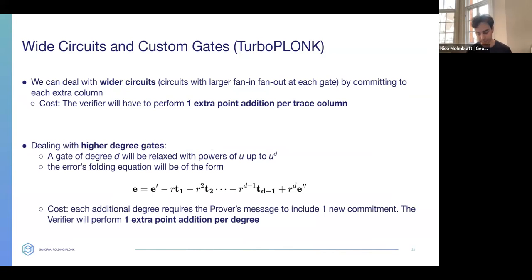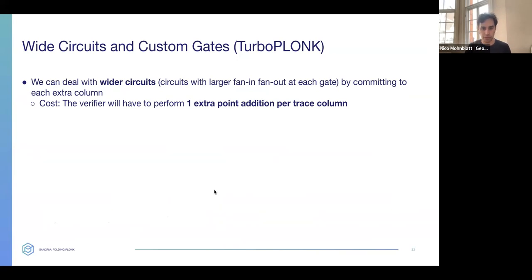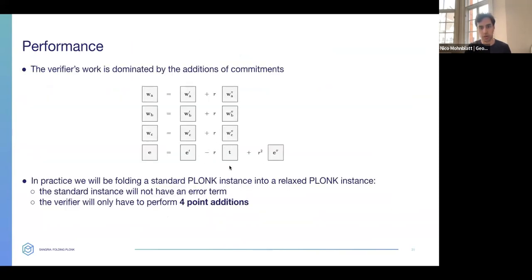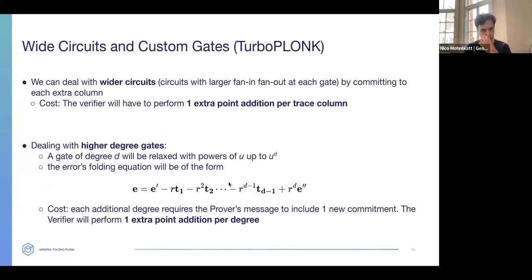With the higher degree, we'll have this same strategy of taking our gate equation and making it homogeneous. But now the polynomial in R is going to be 1 more degree. So there's 1 more term in this polynomial, and we'll have to deal with 1 more cross term. And again, for each cross term, the verifier will receive a commitment multiplied by the right power of R and added to the sum. So again, we have 1 extra point addition per degree that we're trying to get to.